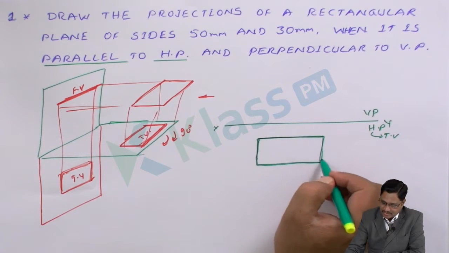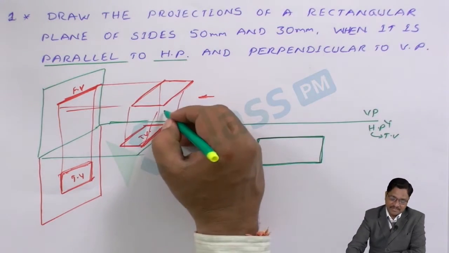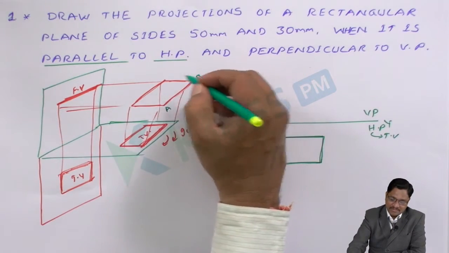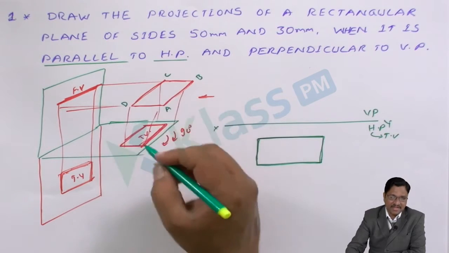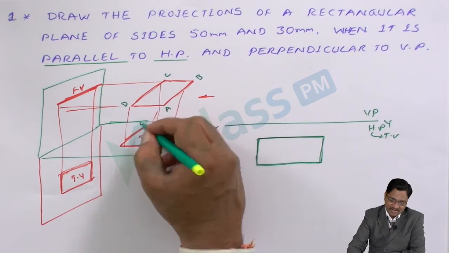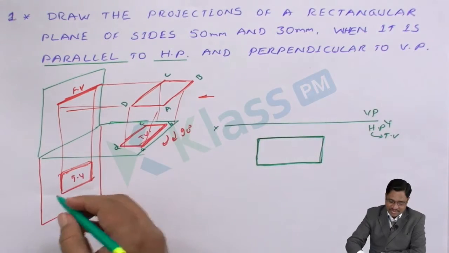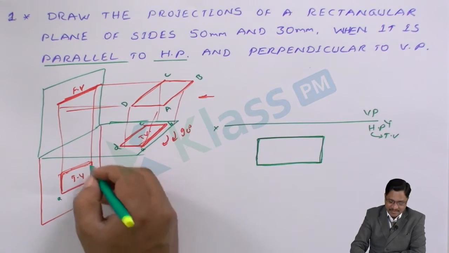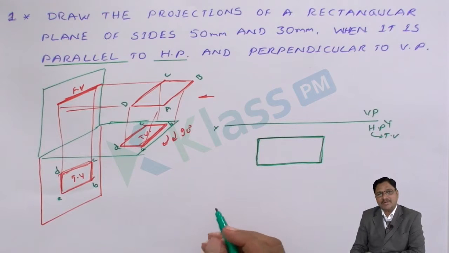So we draw the top view. For identification, let us assume this is A, this is B, this is C, this is D. So what are the respective views? This will be A, B, C, D. So now coming to here, this will be A, B, C, D. Randomly also we can guess.